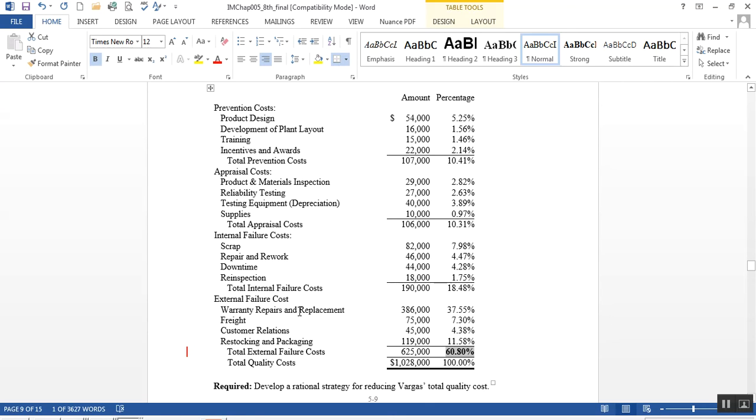Okay? So, what's a strategy that this company can implement to reduce their total quality costs? Where should they be spending more time and more money in order to reduce their overall cost of $1 million? Okay? So, why don't you think about that as well, and we'll talk about that on Tuesday as well.